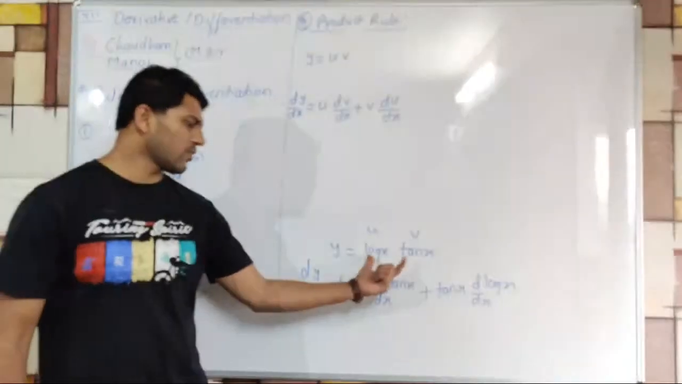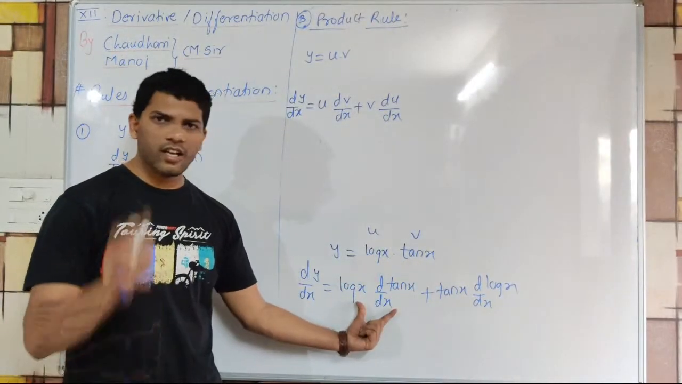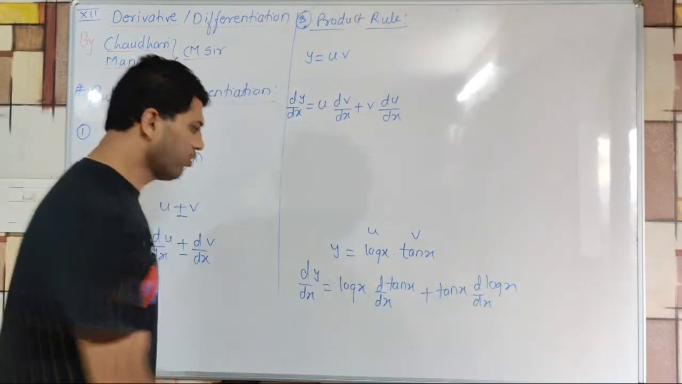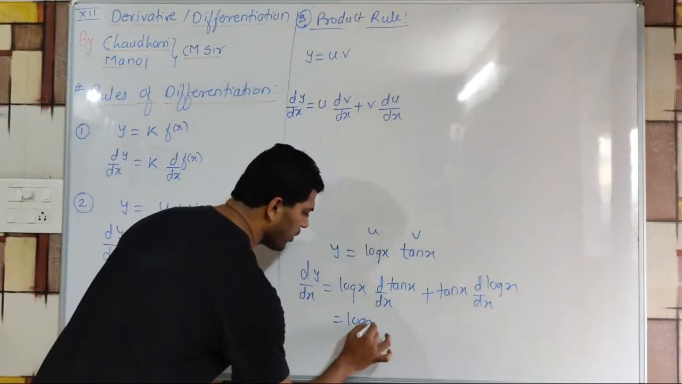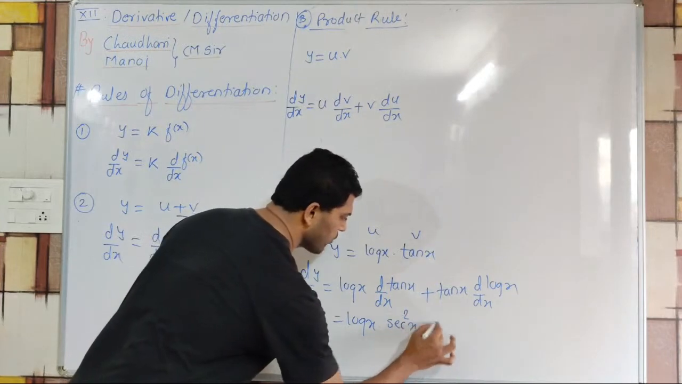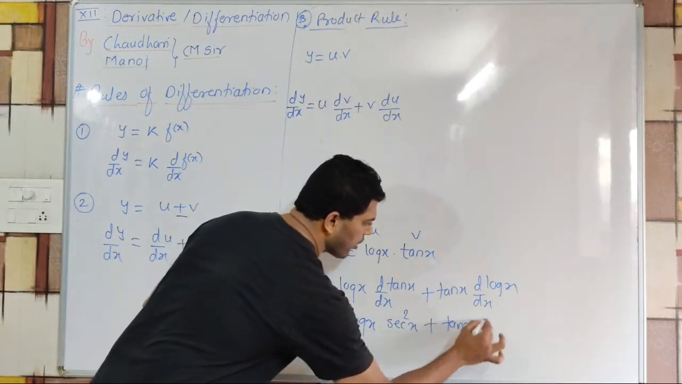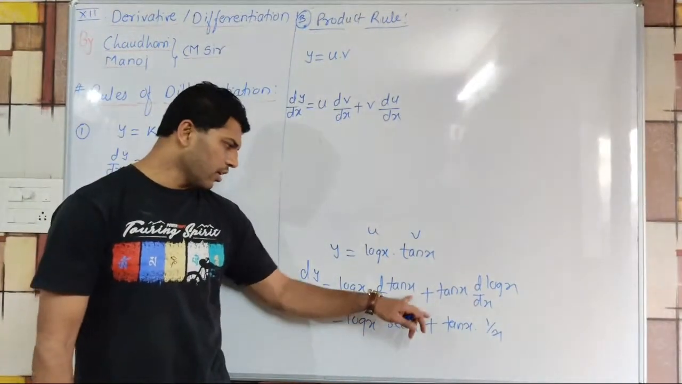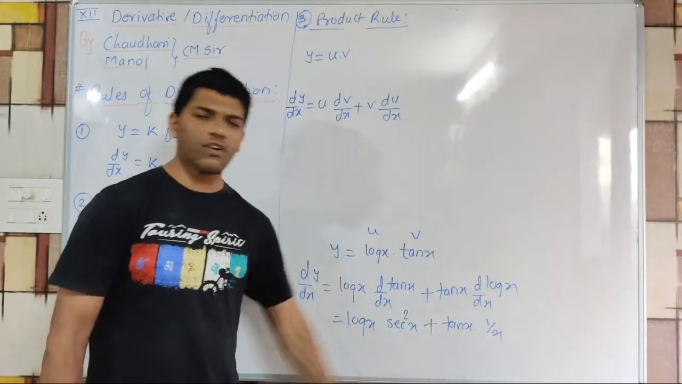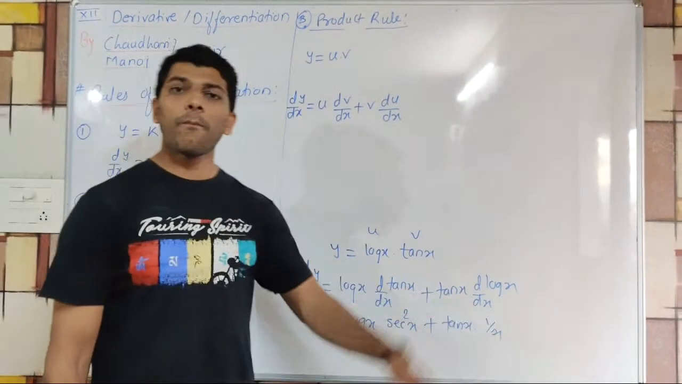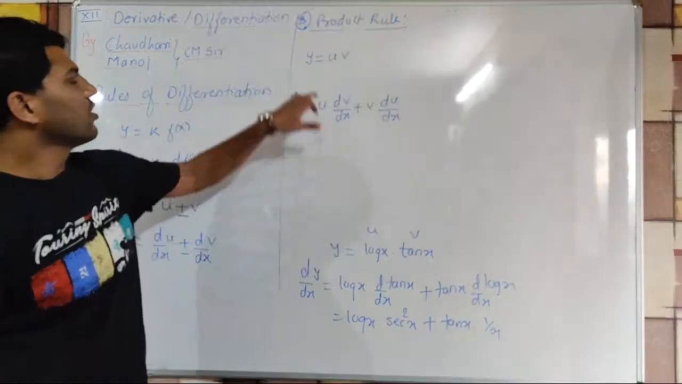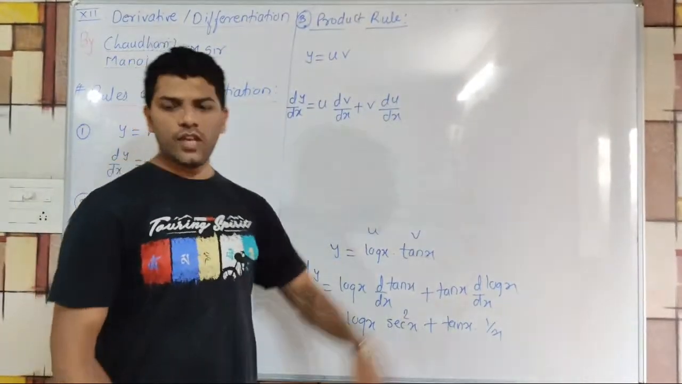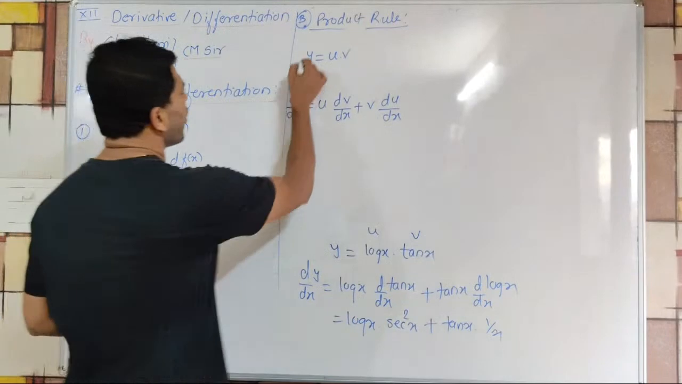So this is u, this one is v, and this is the way that you have to write u into derivative of v, then switch over the positions, v into derivative of u. You already know the formula: derivative of tan x is sec square x, and derivative of log x is 1 by x. This is called the product rule for two functions. So if y is equal to u into v, it's u into derivative of v plus v into derivative of u.